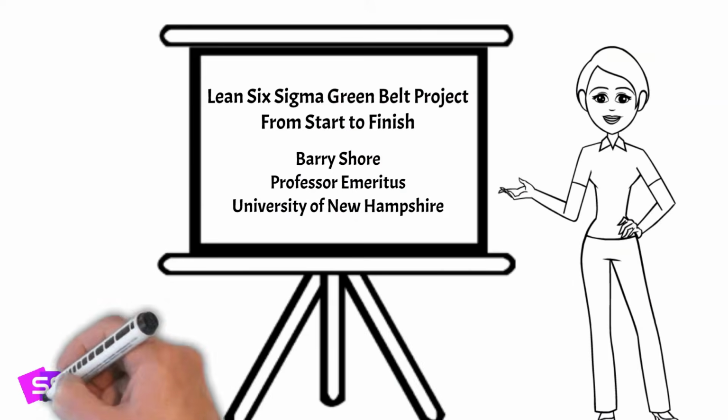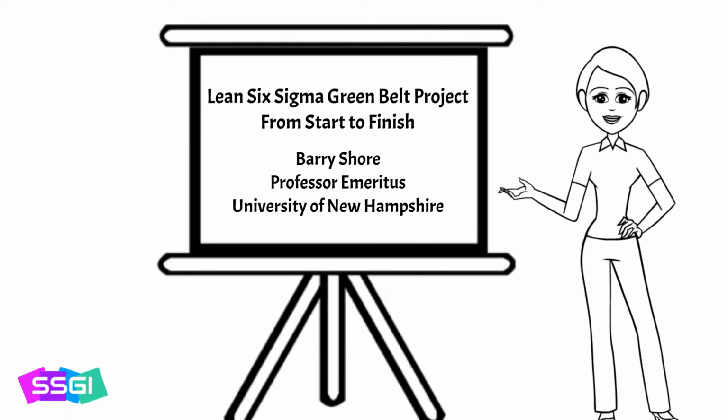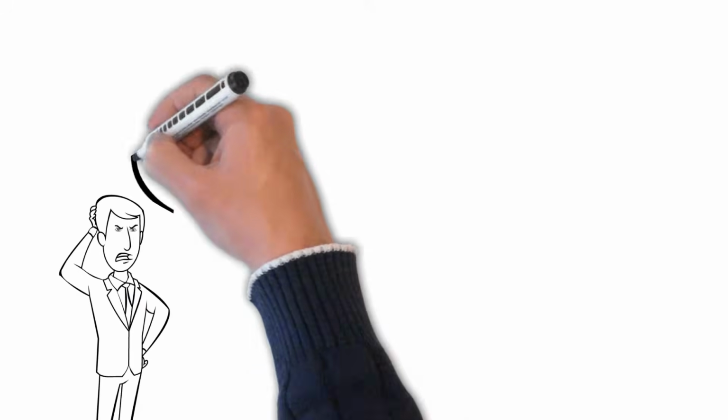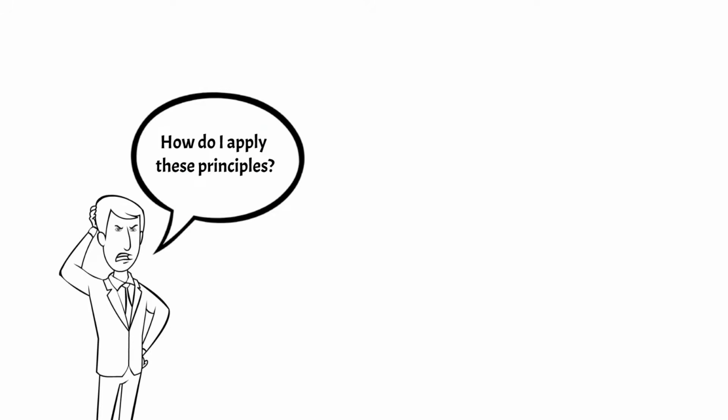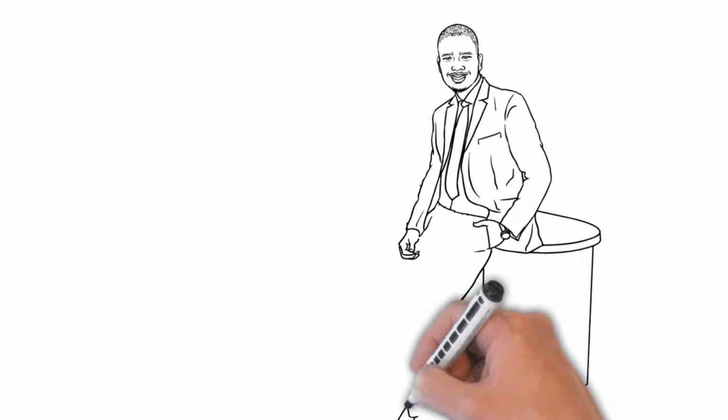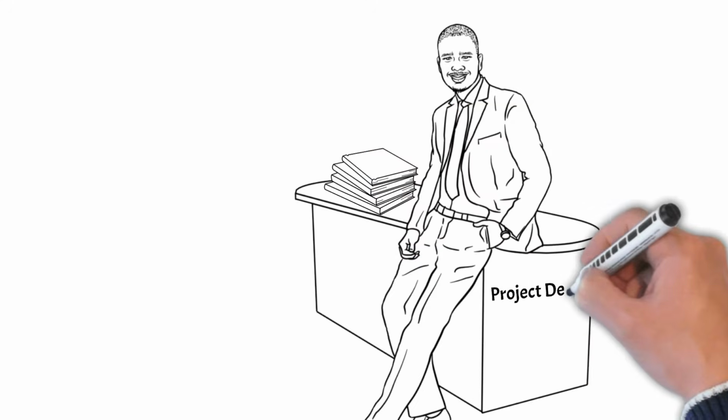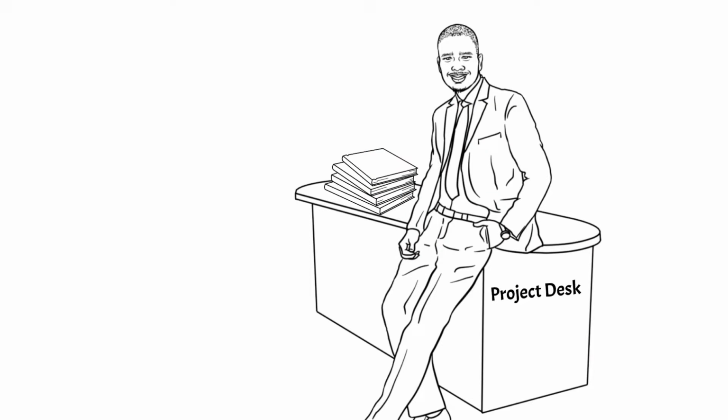How can the Lean Six Sigma body of knowledge be applied to a real project? Here's a simple example illustrating the Lean Six Sigma project cycle from start to finish. It is informed by countless projects submitted here at SSGI over the years.